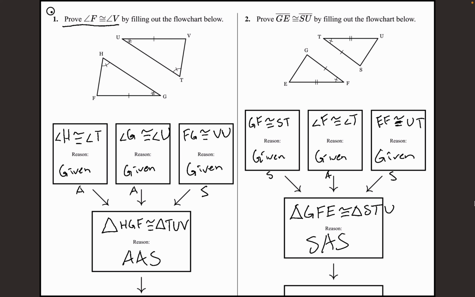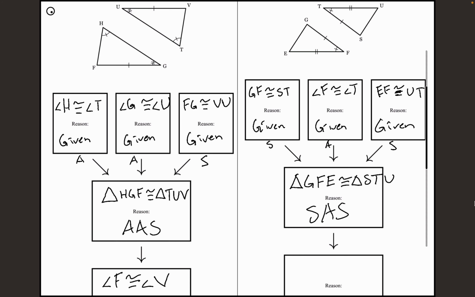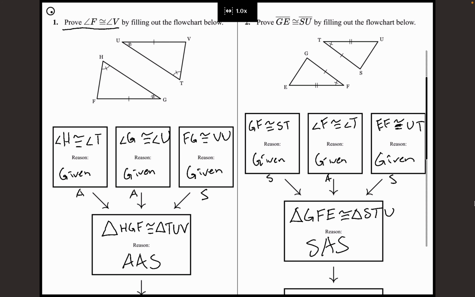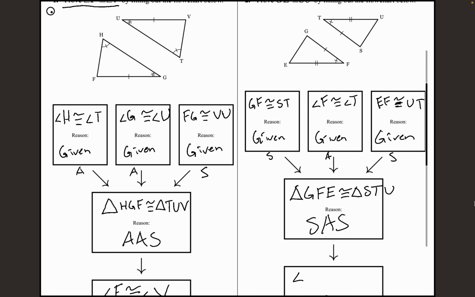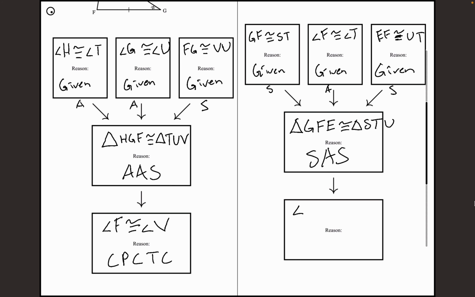All right. Now, listen. Angle, no, it does not say angle this time. What does it say? I keep moving up and down. What does it say this time? It says GE is congruent to SU. So I'm putting that in the last box. GE is congruent to SU. And what do we always put when we're proving sides are congruent? CPCTC. Okay?